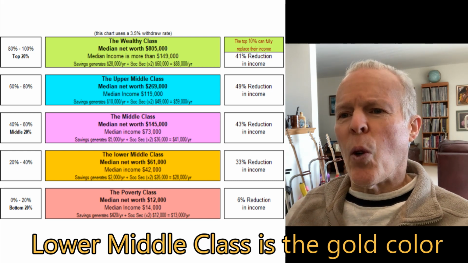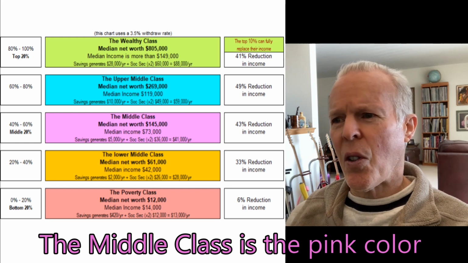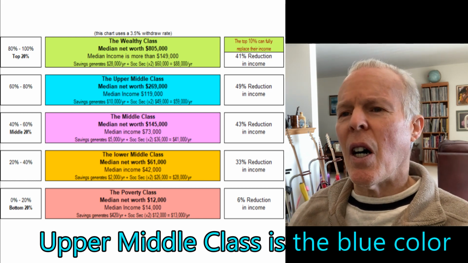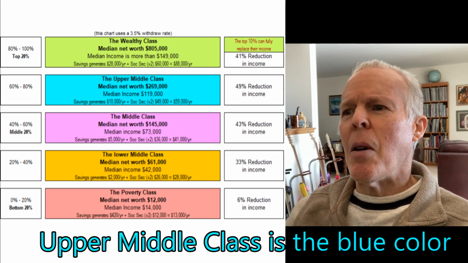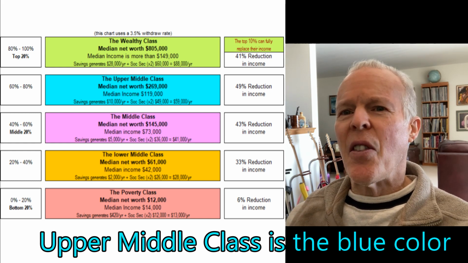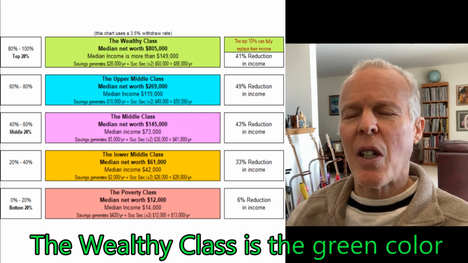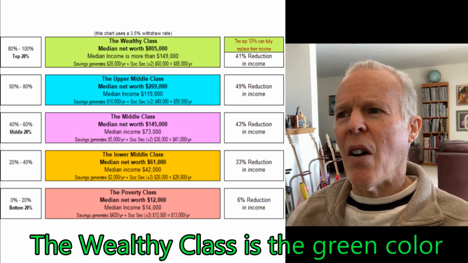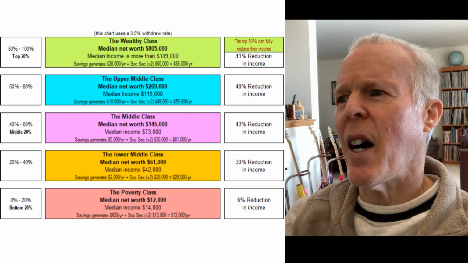The middle class, which is the 40 to 60% range, they have a median net worth of about $145,000. Then we have the upper middle class, which is the fourth quintile up from the bottom, which is the 60 to 80% range. And their median net worth is $269,000 approximately. And then we have the wealthy class, which is the top 20% of the people in the United States. It's 80% to 100% of the people. And they have a median net worth of $805,000.